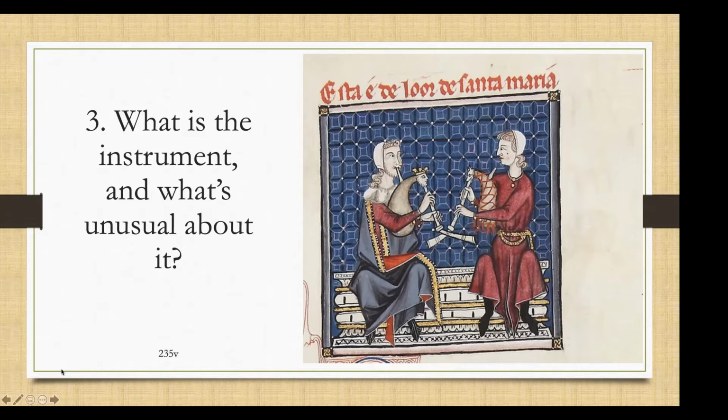2 points. What's the other point, Paul? Well, what is it? What's unusual? Oh yeah, 2 points. Give yourselves 2 points if you got both bagpipe and no drone or droneless.